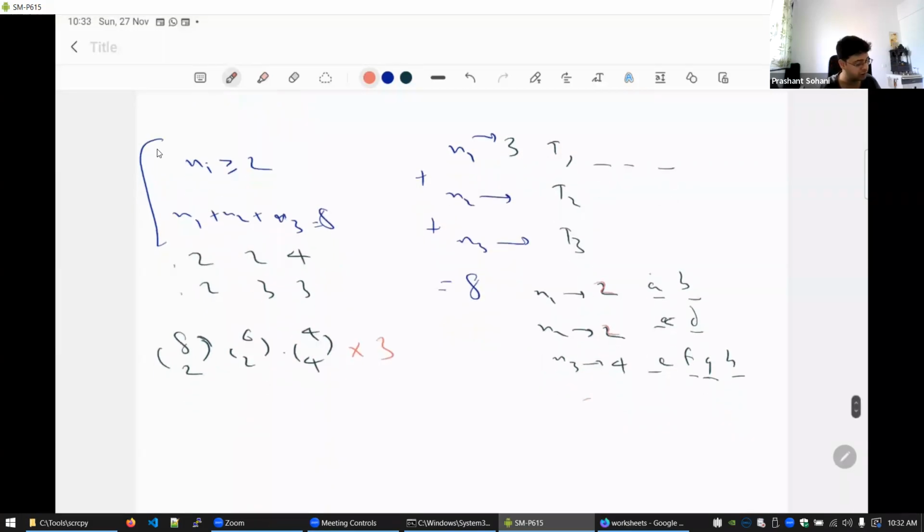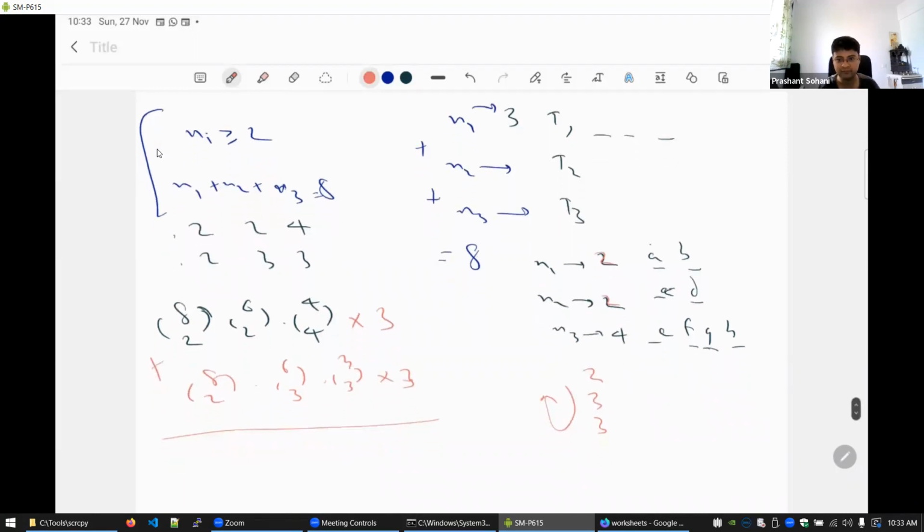And the same for the other case. So if you have 2, 3, 3, then it will be 8 choose 2, 6 choose 3, and 3 choose 3. And again 2, 3, 3 can be permuted 3 times. So into 3. So just adding all of this will give me the answer that I'm interested in. So this is the most straightforward way to solve this problem. Okay, does everybody follow this?